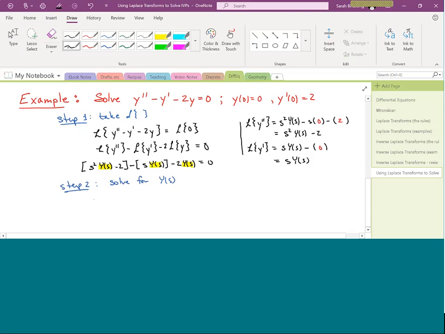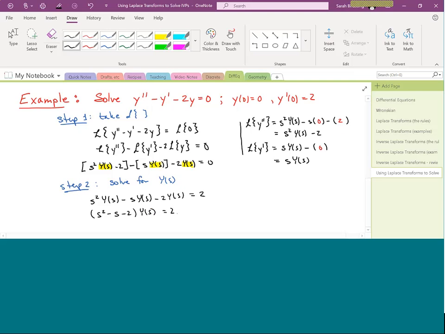We've got an S squared capital Y. We've got a S capital Y. Notice I put the subtraction sign there. And the last one is -2 capital Y. Now we do have one term that does not have a capital Y in it. That's this -2. So you move that to the other side and just have a 2. So go ahead and factor out the capital Y, which will leave us with an S squared minus S minus 2 times capital Y.